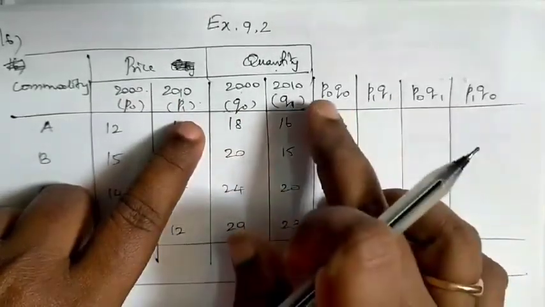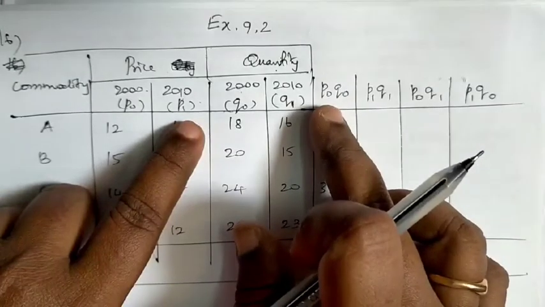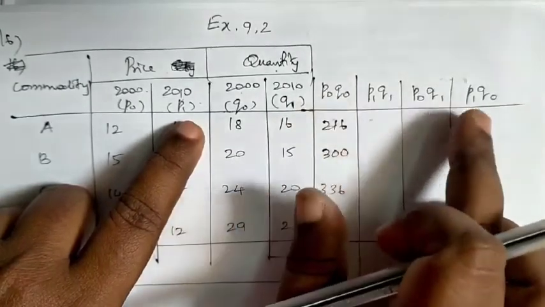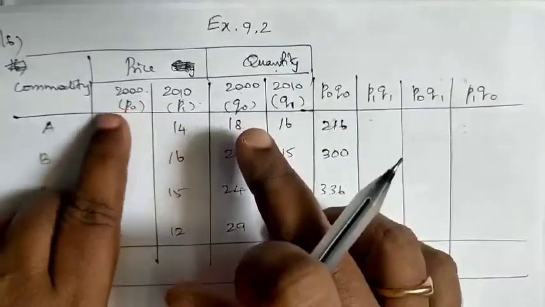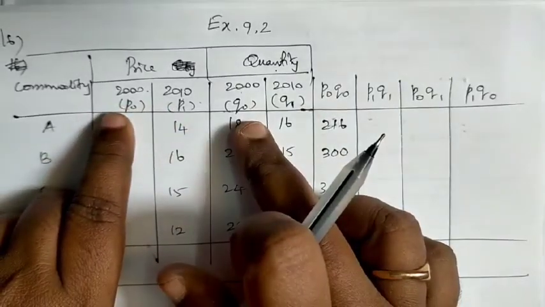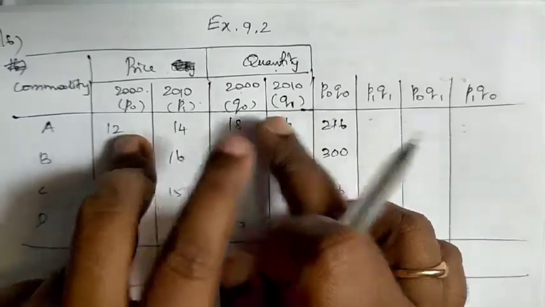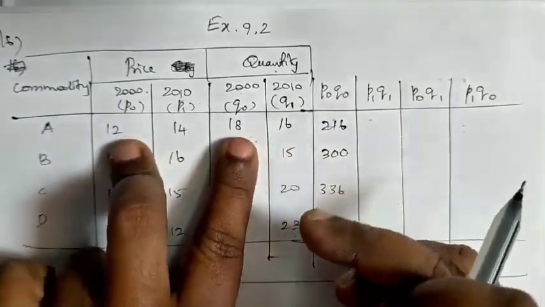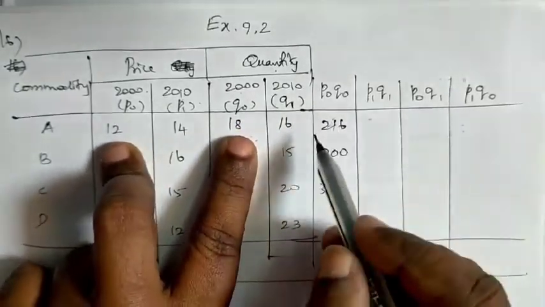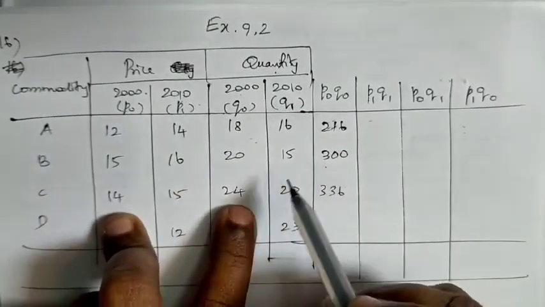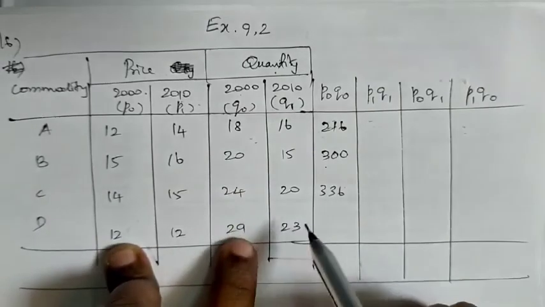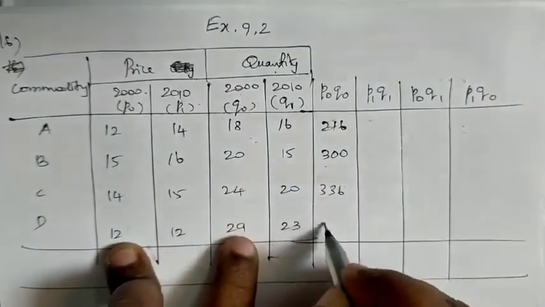Okay, already I told you to prepare the columns like this, P0, Q0. This is what we are going to use in the formula, children. So whatever is needed for the formula, we should prepare here. P0 into Q0. Okay, P0 into Q0 means keep your fingers on the P0 column and the Q0 column. Then you start the product: 12 into 18, 15 into 20, 14 into 24 and 12 into 29, 348.